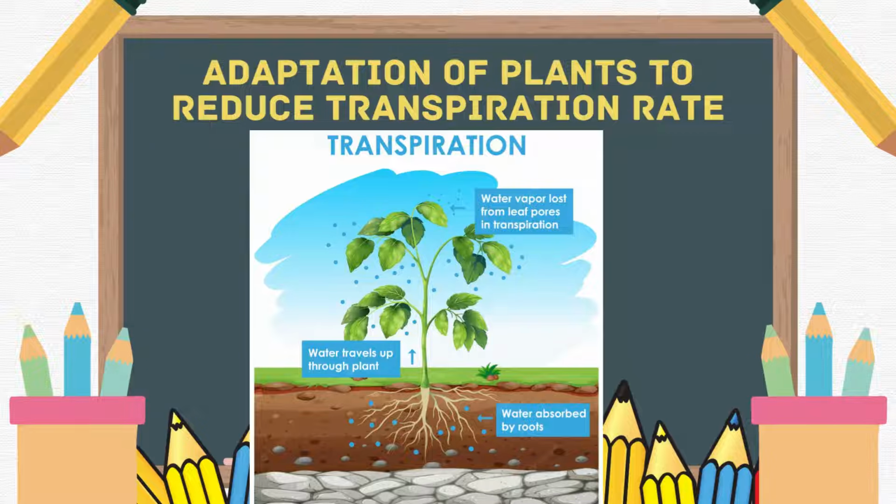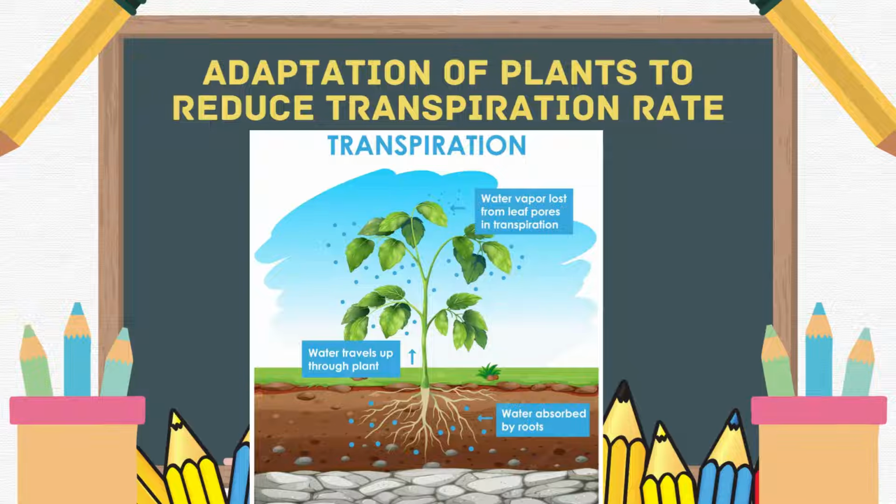Now, how are plants adapted to reduce the rate of transpiration? Let's look at the adaptation of plants to reduce transpiration rate. Remember, we said plants need water. But when we're talking about transpiration, this is the escape of water to the atmosphere. We don't want that water to move to the atmosphere. So, how can these plants adapt so that they can reduce the rate of transpiration?